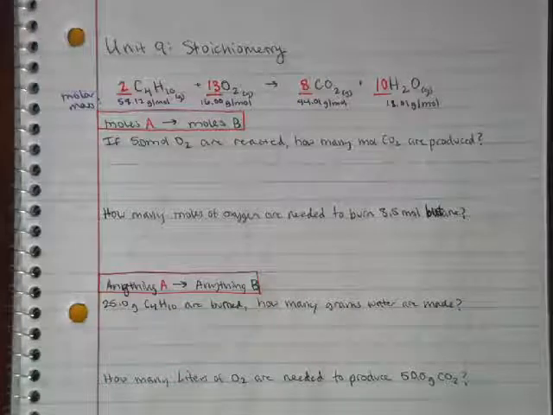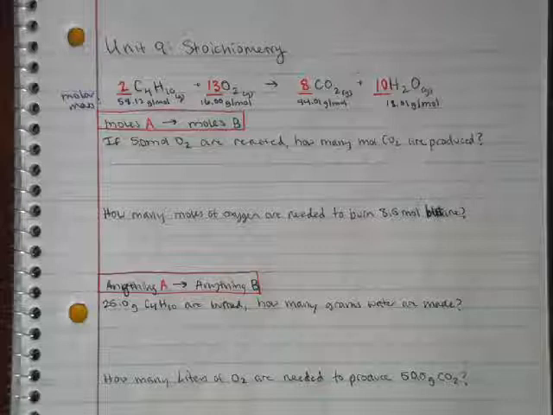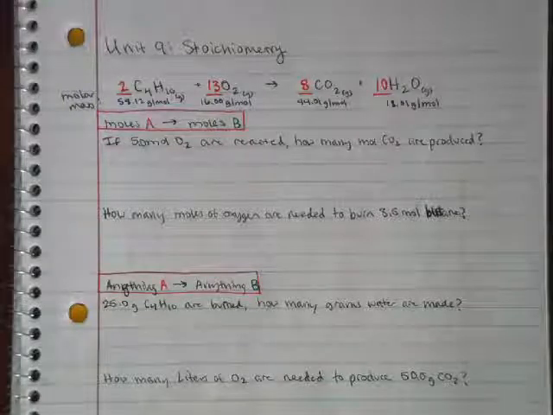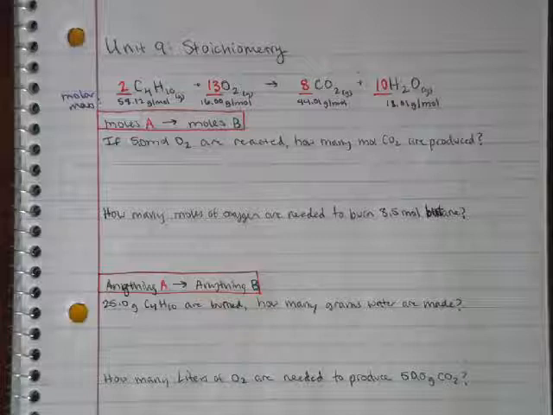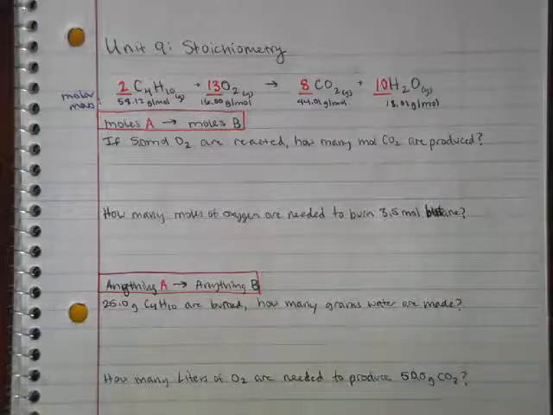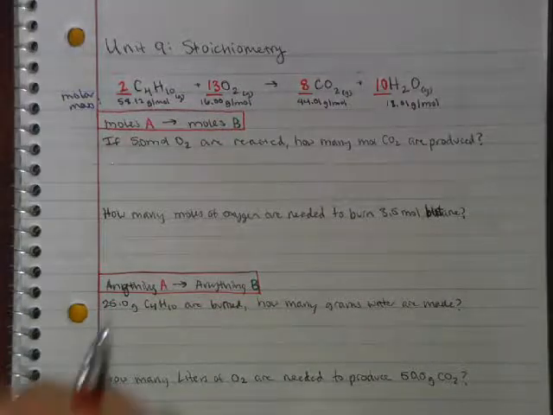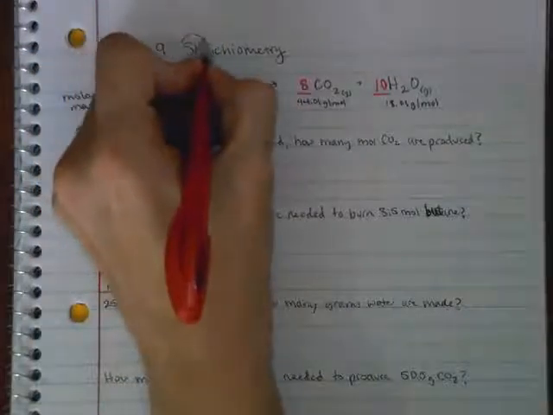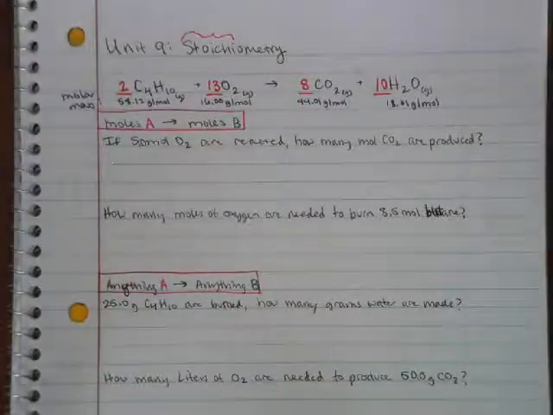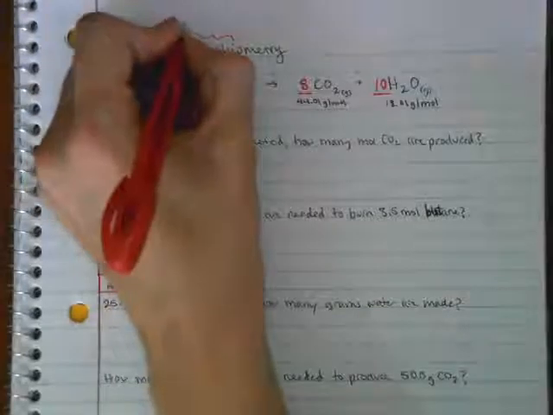Alright, we have finally arrived at Unit 9, which is Stoichiometry, which is quite possibly the funnest word in the English language to say. If we break down this word, it will actually help us understand what this process is all about. So this root here comes from a Greek word, stoichon, and it means element.